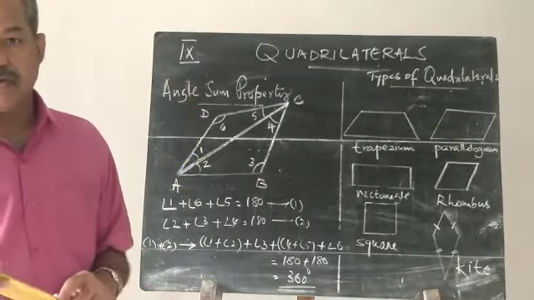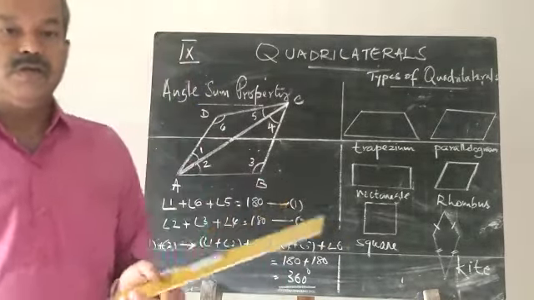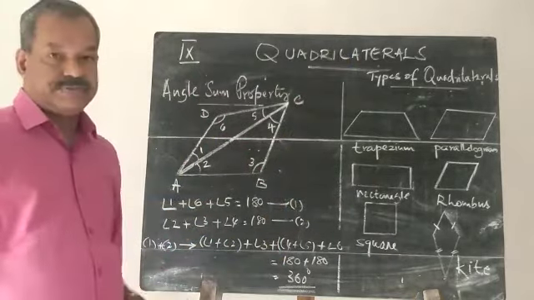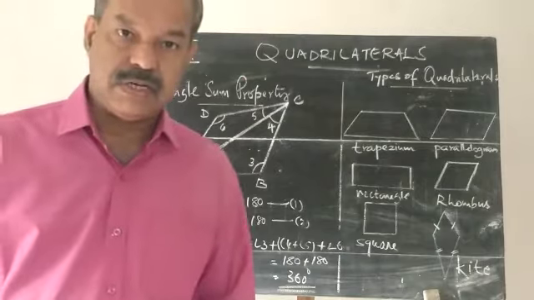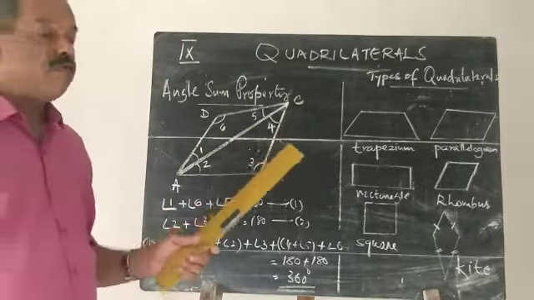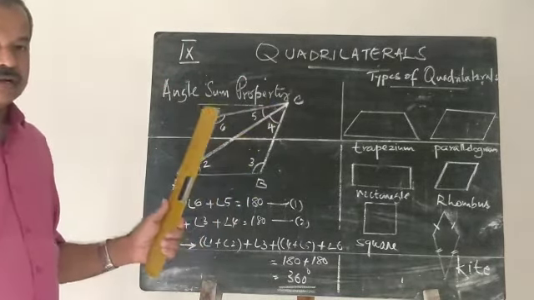Now, my dear children, we are going to learn a new lesson, quadrilaterals. We are familiar with quadrilaterals. What are quadrilaterals? A four-sided polygon is a quadrilateral.